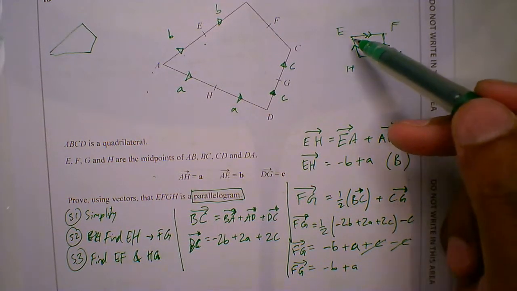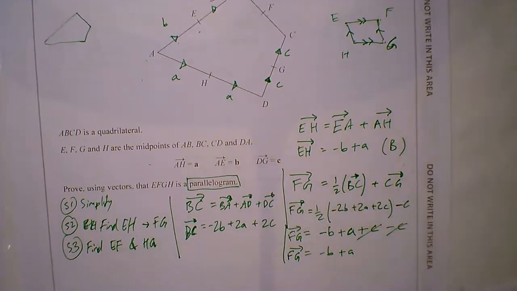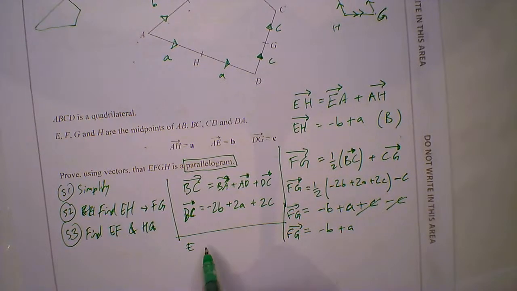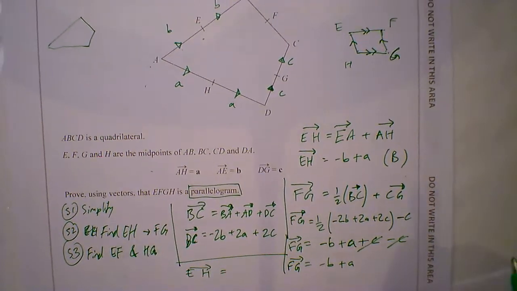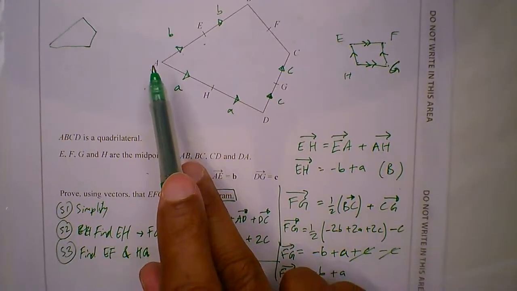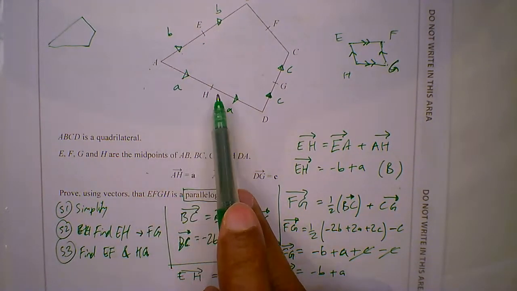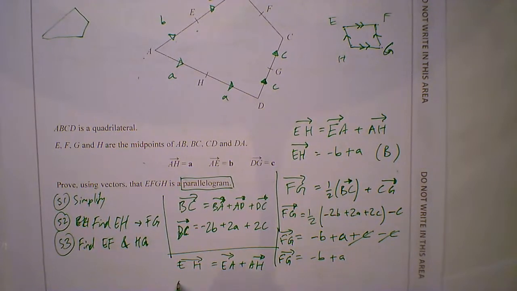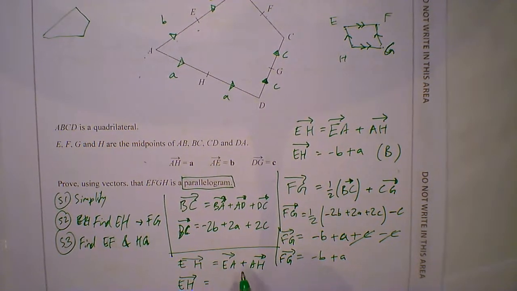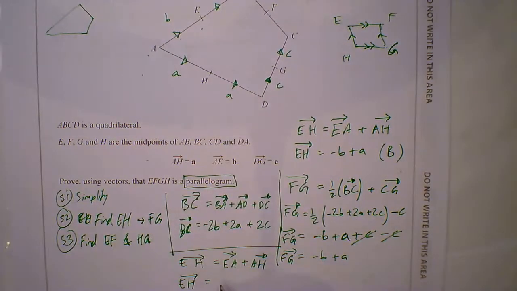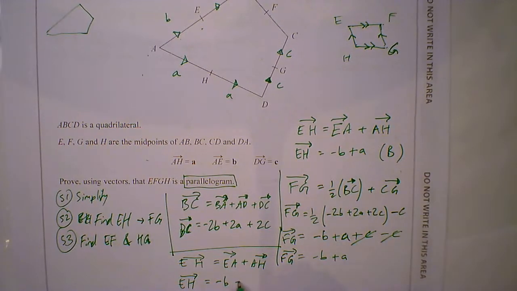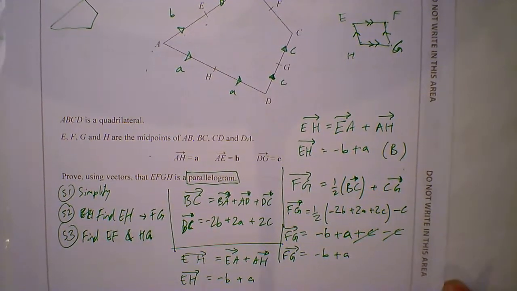Now I need to show what EH is, because I'm still looking for that parallel diagram. So let's write this here. E to H equals E to A and then A to H. E to A is minus B. A to H is A, which is what we already did previously. All right, so now I've got that.